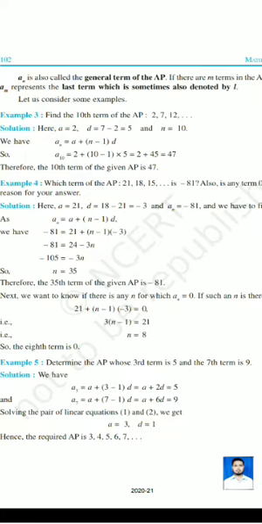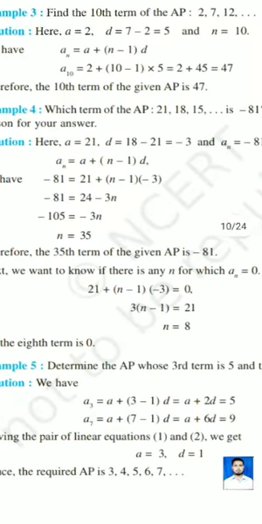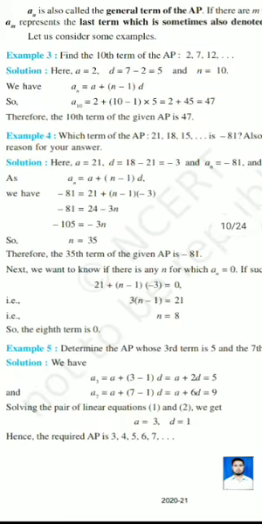So first of all, write the formula: an equals a plus n minus 1 d. Here an equals minus 81 equals 21 plus n minus 1 times minus 3. So by solving this equation we got n equals 35. It means the 35th term of this AP is minus 81.